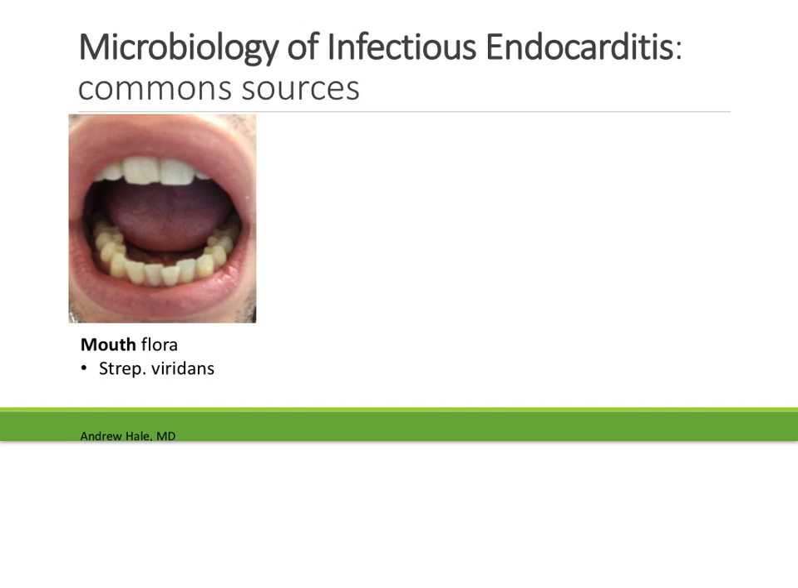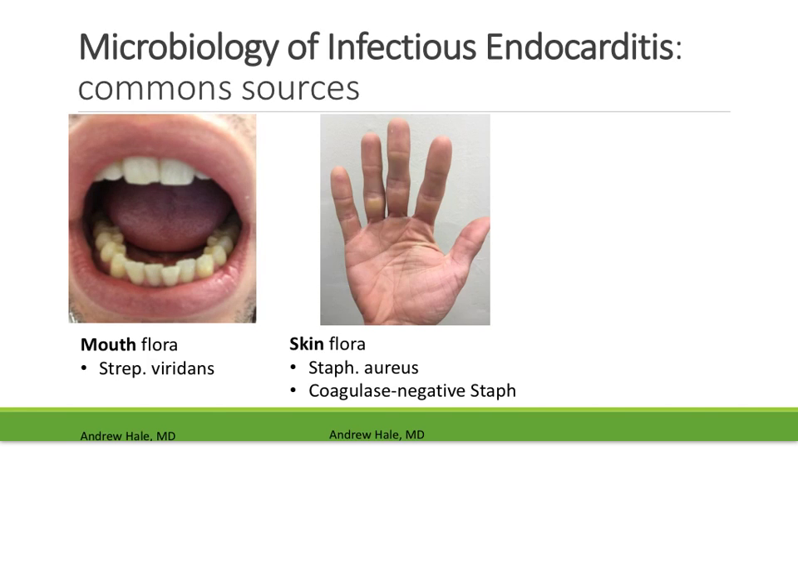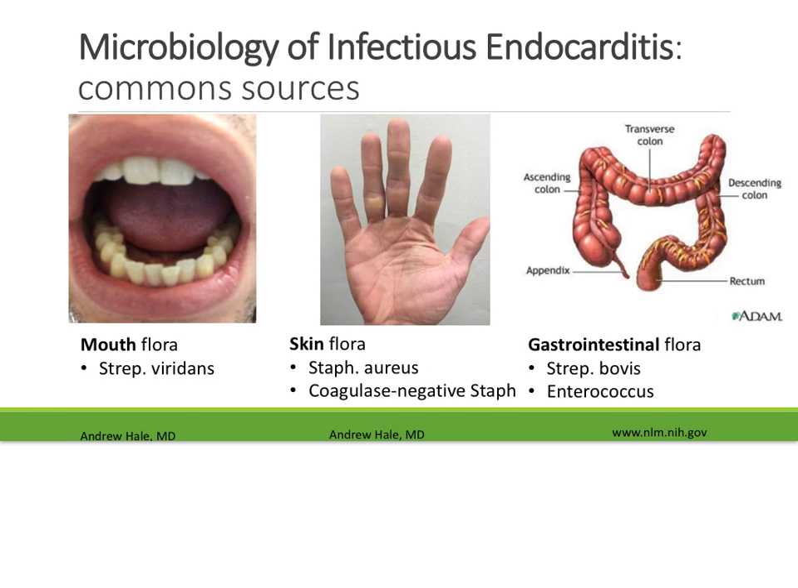The first is bacteria from the mouth, things like Streptococcus viridans. Also bacteria from the skin, things like Staphylococcus aureus, which is the most common cause, and other types of staph, like Staph epidermidis and other coagulase-negative staph species. The GI tract is another important source of bacteria that cause endocarditis, from species like Streptococcus bovis, with its association with colon cancer, and Enterococcus species.